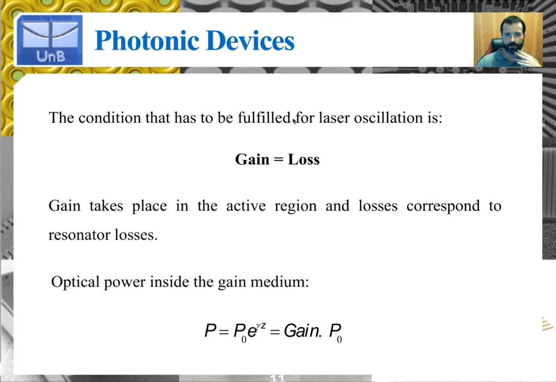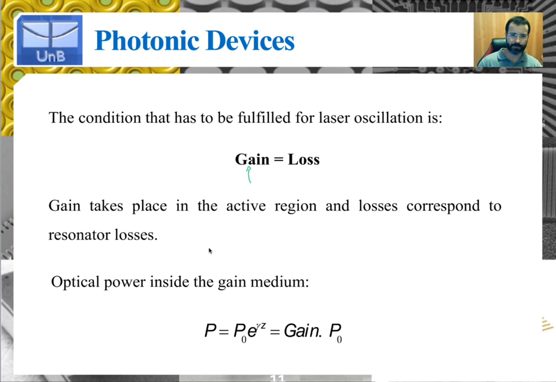The condition that has to be fulfilled in order for the laser to oscillate is that gain be equal to loss. Now here we're not talking about the loss due to absorption inside the active medium. We are already assuming that we have gain, and therefore the process of stimulated emission is dominating the process of absorption inside the material. The material actually presents gain, but you have other sources of losses, such as reflection losses, scattering losses, waveguide propagation losses, and so on. So in this equation, the gain takes place in the active region, and the losses correspond to the resonator losses, including all of these losses that I've mentioned.